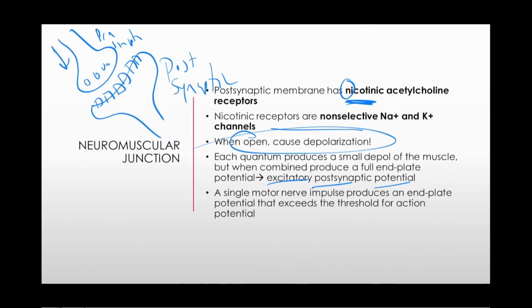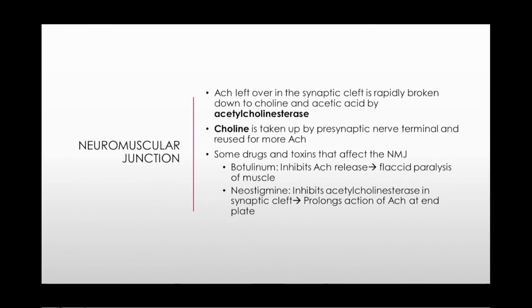A single motor nerve impulse produces an end plate potential that exceeds threshold, therefore you have movement. If you didn't have enough of a stimulus, you won't have an action potential generated, therefore no action will occur. So you need a proper stimulus to occur.